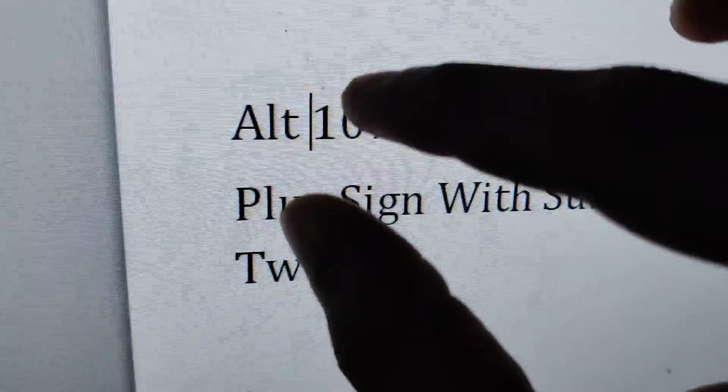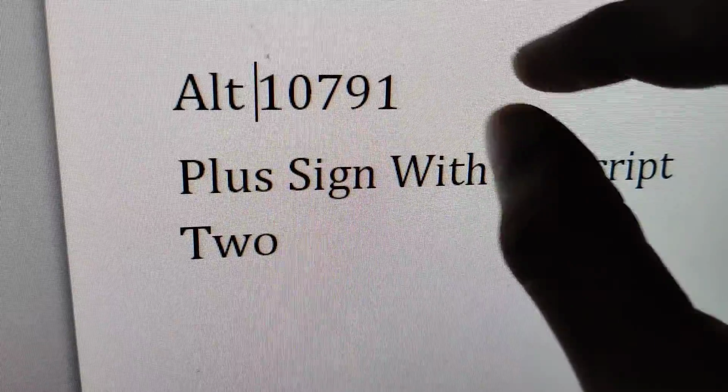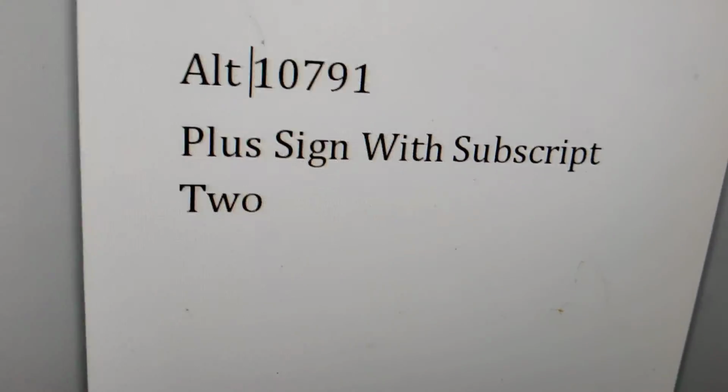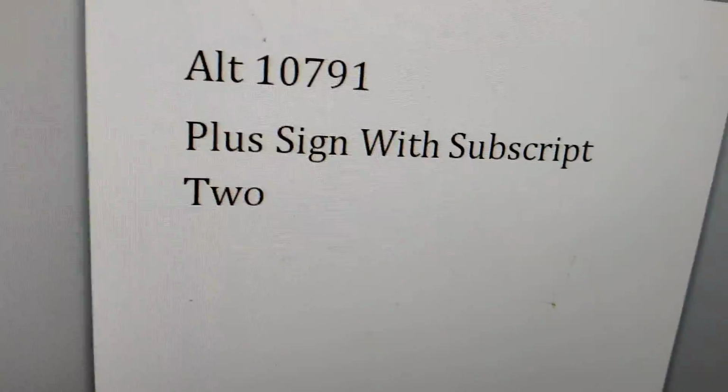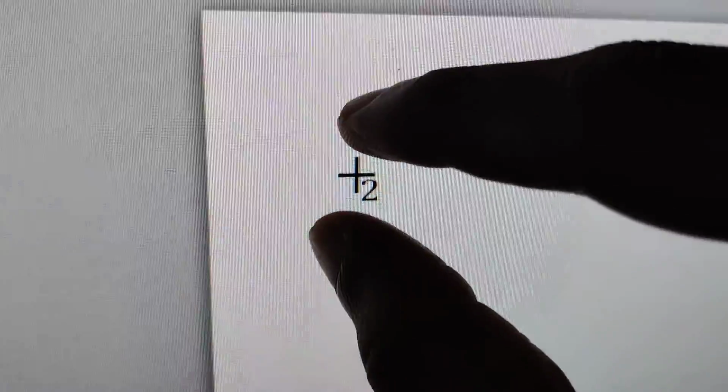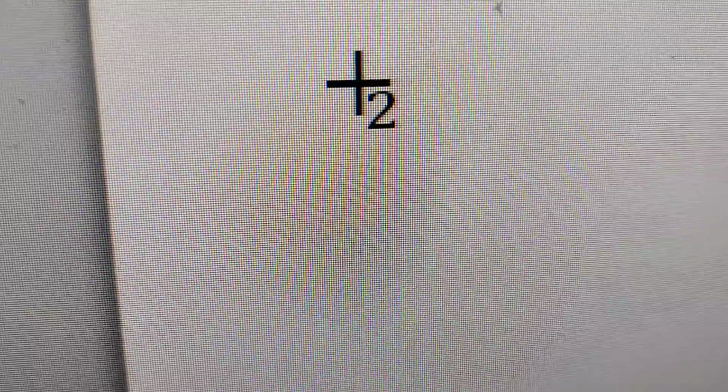If you use this alt code, that is alt plus 1079 1, then you can see the plus sign with the subscript 2 has appeared. So if you type like that, then you can see the symbol arriving will look like this. So you can create this symbol in Windows computer by using this method if you are opening this in Microsoft Word.